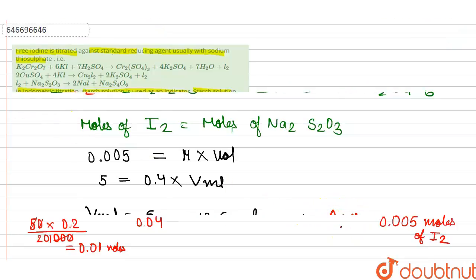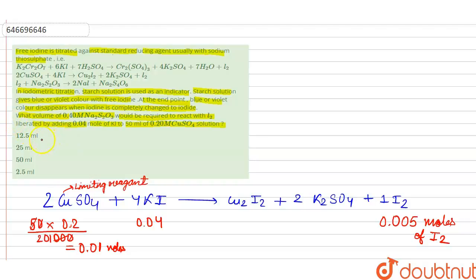So now if we look at the options, the first option is the answer of the question because we need 12.5 ml of sodium thiosulphate to complete the reaction.